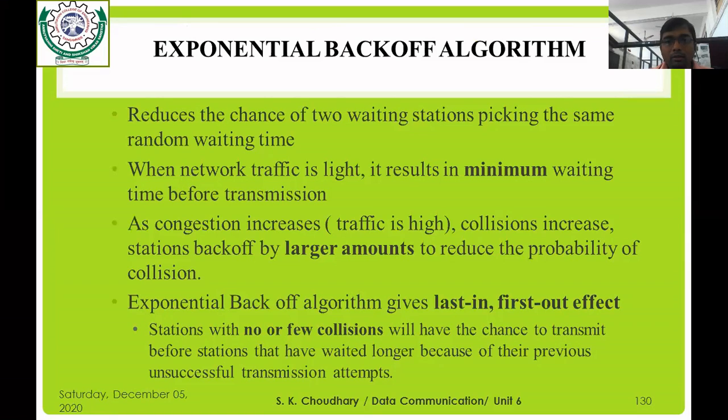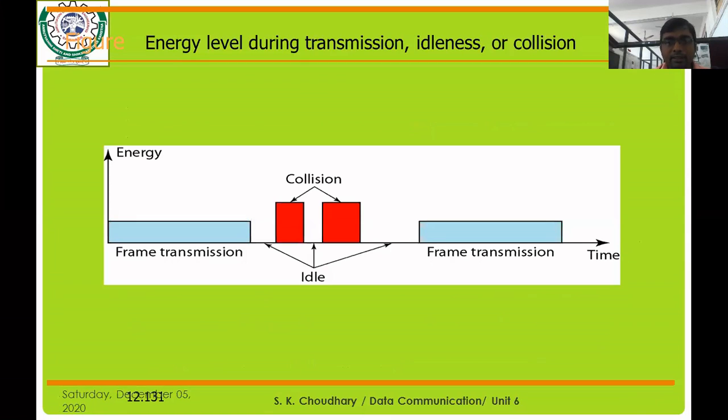Okay, so this is the energy level during the transmission. You have to see that there are three states: zero, normal, and abnormal. So when the collision occurs, the energy level abnormally increases. That is shown here.